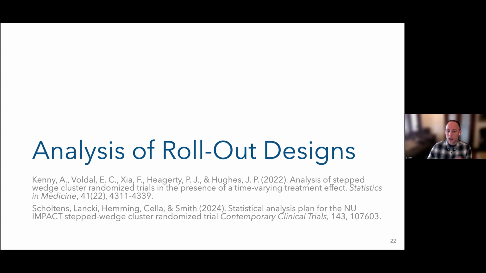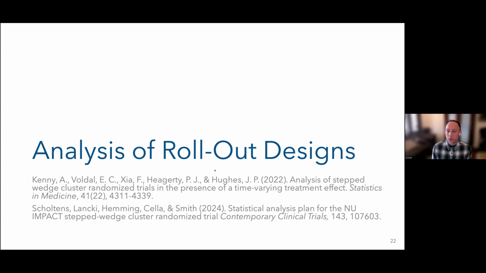Before we get into ROIO, I just want to put a little bit of a plug for two papers that are really useful for implementation researchers thinking about designing rollout studies and their analysis. One is by Avi Kenny and colleagues, and I'll give some details about that in a second, that has to do with time varying treatment effects. And the other one is a paper that I co-authored that is a very detailed statistical analysis plan for a stepped wedge cluster randomized implementation trial called the New Impact Trial that was funded by the National Cancer Institute.